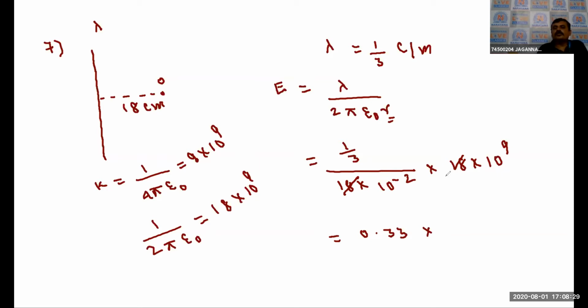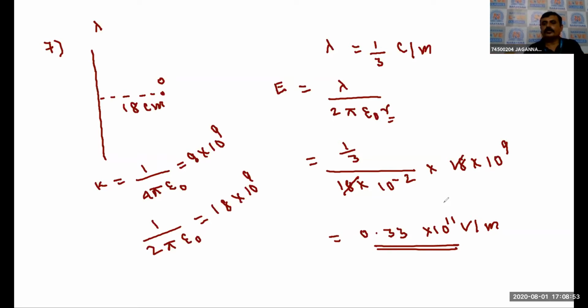10 power of 9 plus 2, that is 10 power of 9 into 10 power of 2, meaning 10 power of 11, in volt per meter. This is the electric field at a point 18 centimeter away from the charged wire. Clear? From the charged wire. Next. Understood this one? Next question I am going to explain.